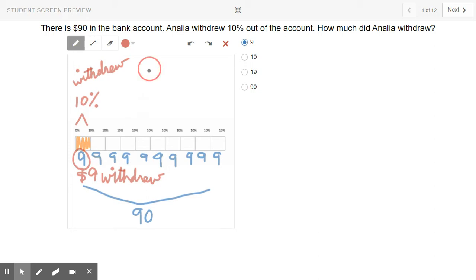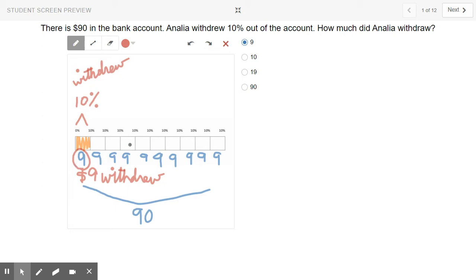And we talked in class that the benchmark fraction for 10% is 1/10. And when you find 1/10 of something, you're dividing that number by 10. A fast way to divide a number by 10 is to move the decimal once to the left. Now in the number 90, the decimal would be to the right, so it's 90. To find 10% of it, I move the decimal once to the left and it becomes 9. So 10% of 90 is 9.